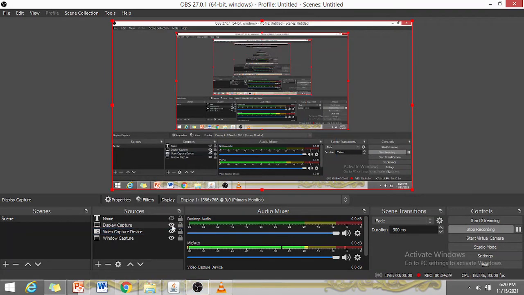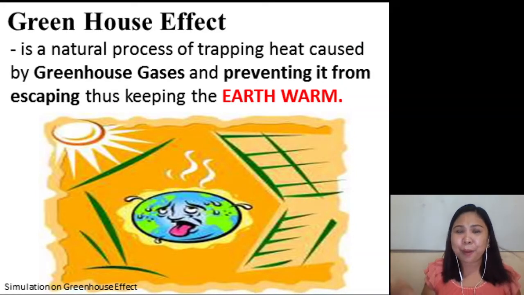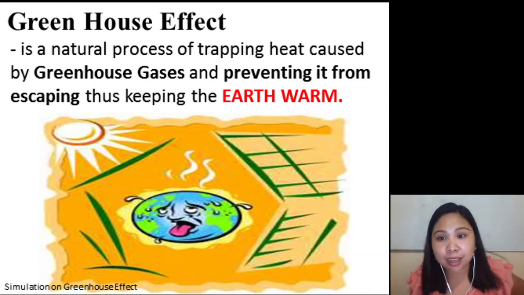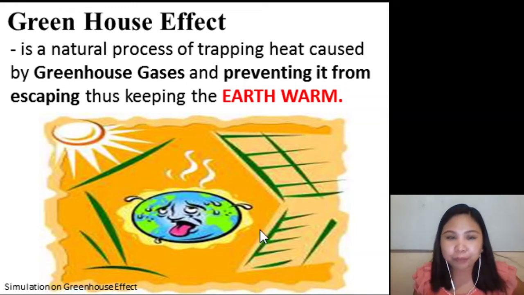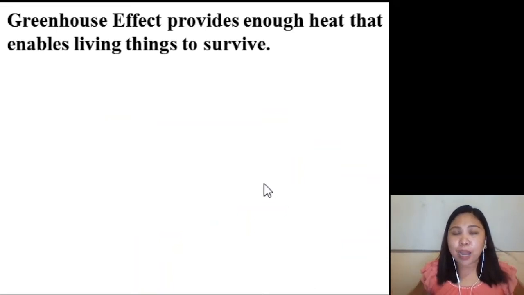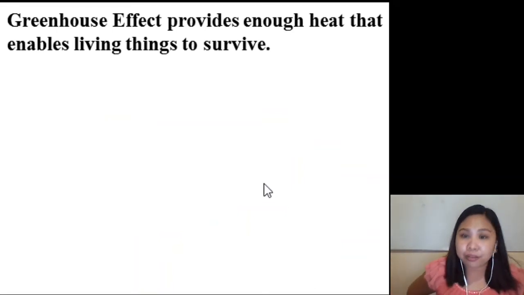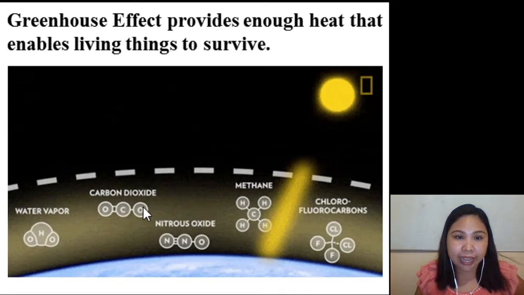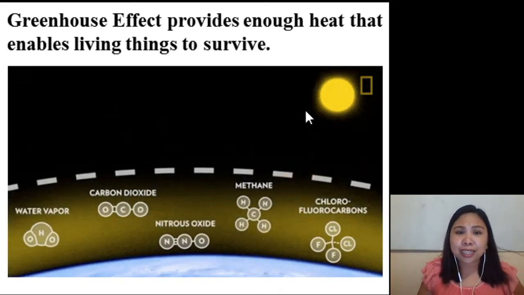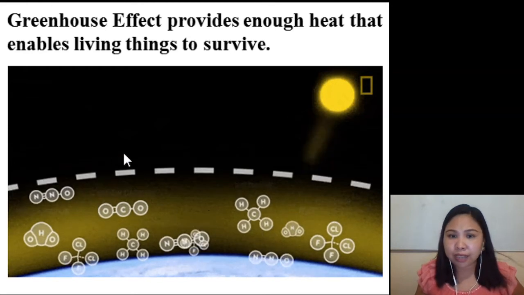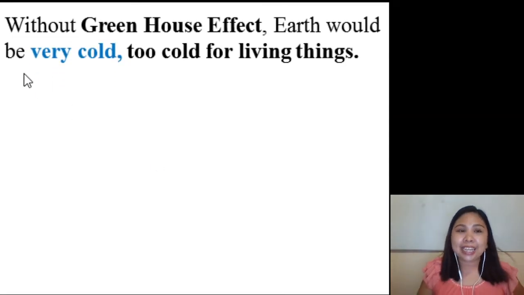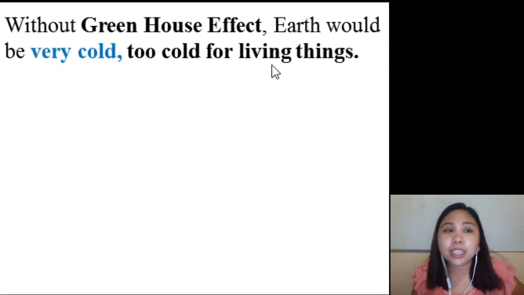Okay, so let me continue with my discussion. So sana class naintindihan nyo how greenhouse effect as a natural process is occurring. Okay, so let me continue. So greenhouse effect, ayan na po. So, greenhouse effect, sabi ko kanina, provides enough heat that enables living things to survive. So, without heat, eto po, there's a picture here. Ayan. So, this is another animation. Eto na yung kanina. Etong yung water vapor, carbon dioxide, tinatrap niya nga po yung heat na kailangan natin to survive. But, ayan. So, without greenhouse effect, Earth would be very cold.